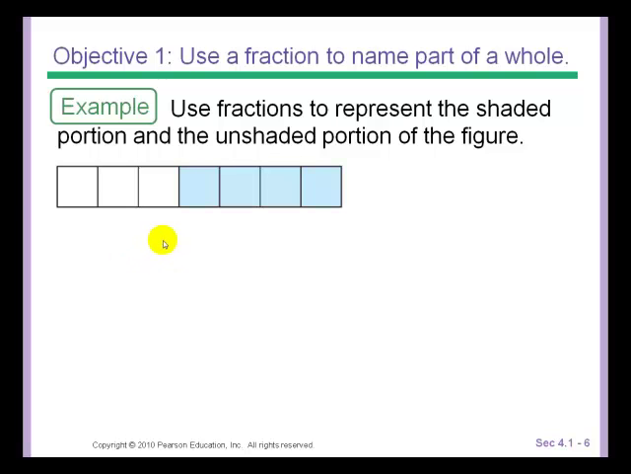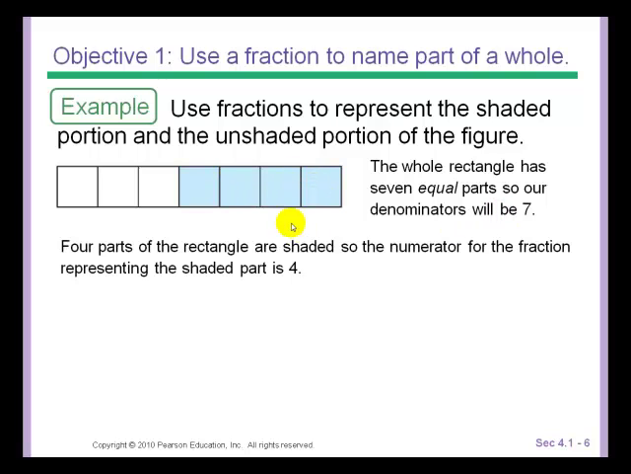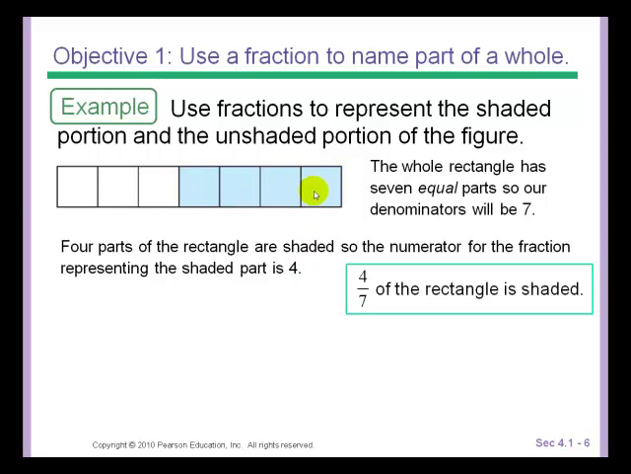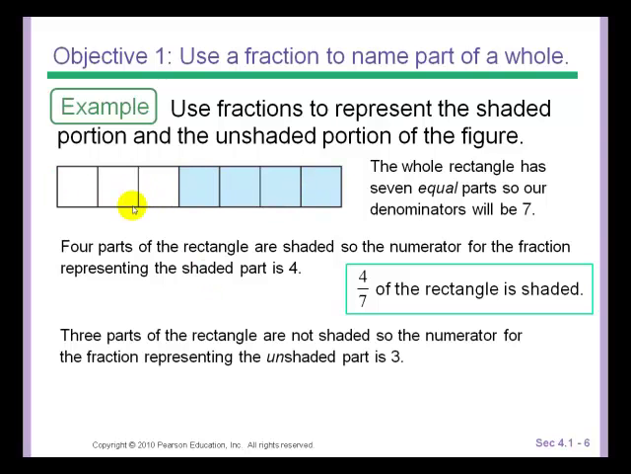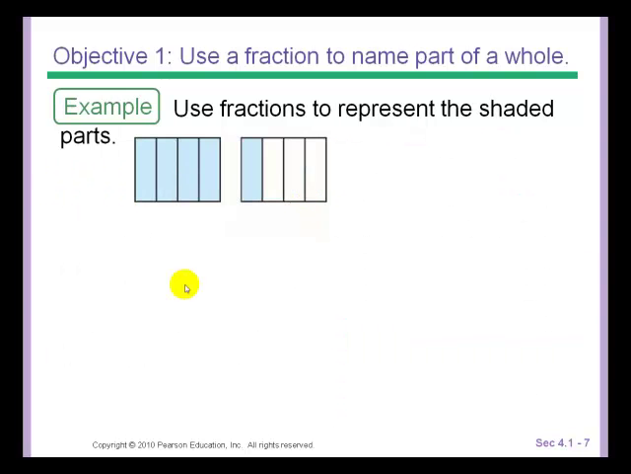Use fractions to represent the shaded portion and the unshaded portion of this figure. This whole rectangle has 7 equal parts, 1, 2, 3, 4, 5, 6, 7, so our denominator will be 7. 4 of these parts are shaded, so our numerator will be 4. 4/7 is shaded, 1, 2, 3, 4 out of 1, 2, 3, 4, 5, 6, 7 total. 3 parts are not shaded, so the unshaded portion of the fraction is represented by 3/7. 1, 2, 3 are not shaded out of 1, 2, 3, 4, 5, 6, 7 total.